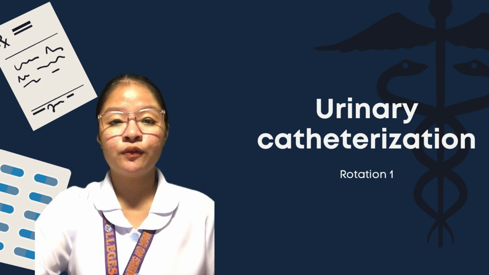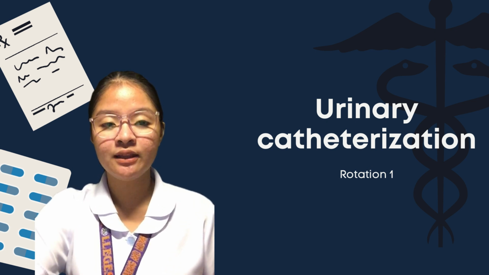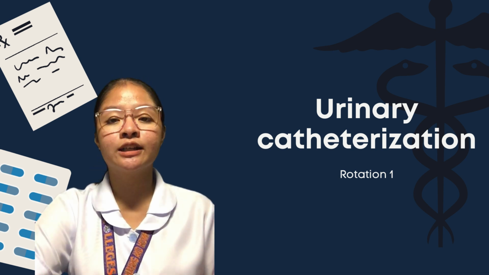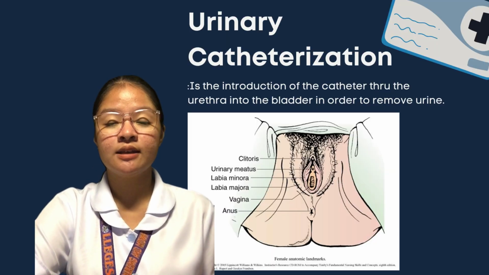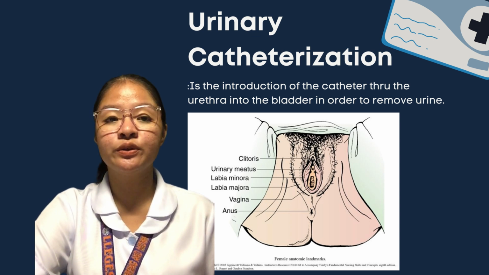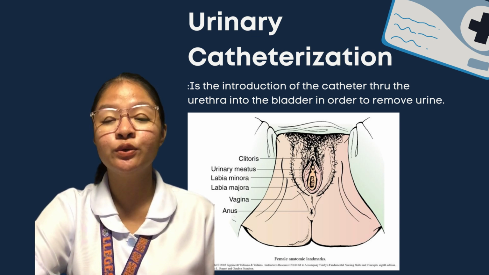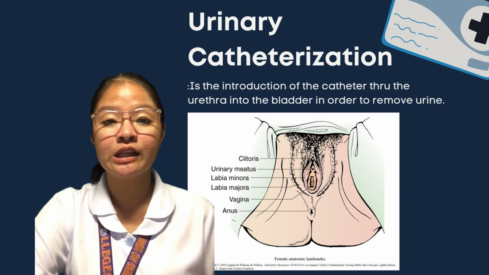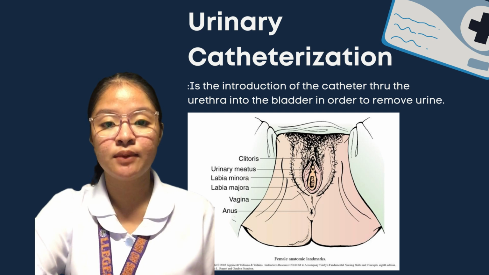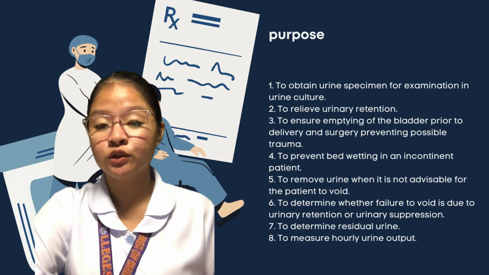Good day everyone. My name is Catherine Ayrayos and I'm going to demonstrate urinary catheterization, or inserting of the urinary catheter. First of all, I would like to define what urinary catheterization is. Urinary catheterization is the introduction of the catheter through the urethra into the bladder in order to remove or drain urine. The purpose of this is to obtain a urine specimen for urine culture.